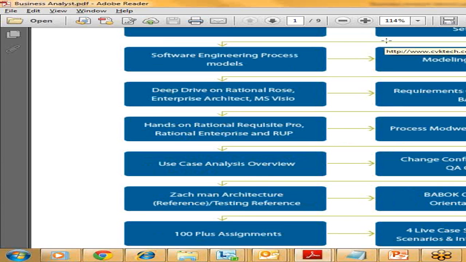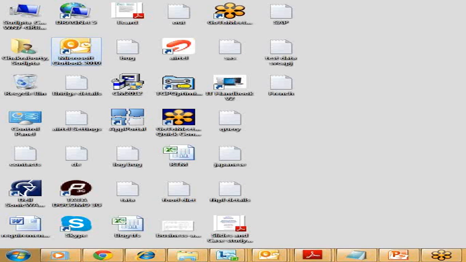So let me show you an example of the models that we generally use. I will walk you through all this during our training sessions, but let me show you an example of how we develop a model and how it looks. I used Visio for developing this model.